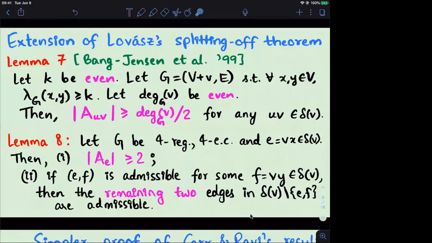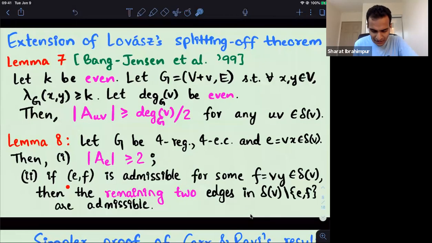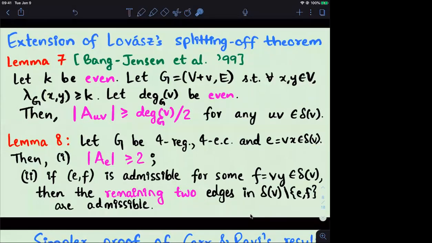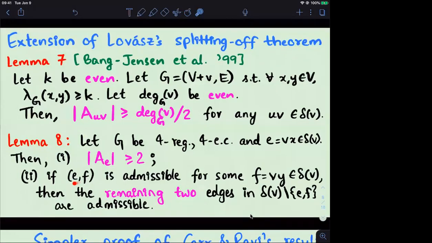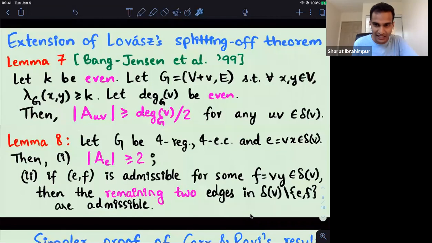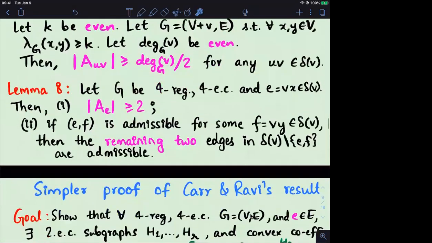And furthermore, if e, f is an admissible pair for some f that is incident to this vertex v, then the remaining 2 edges in delta v minus e, f are also admissible. To see this, observe that if you were to perform a splitting off operation with e and f, so you remove these 2 edges e, f and apply a shortcut, in the resulting graph the vertex v will have degree 2. So it still satisfies the hypothesis of this lemma, which means the remaining 2 edges must be admissible because they are the only 2 edges incident to v. Any questions so far?